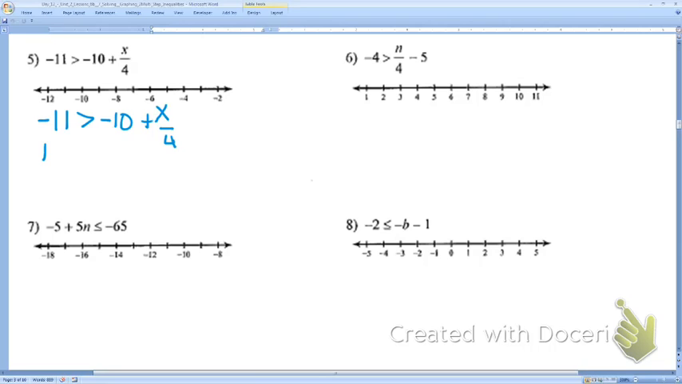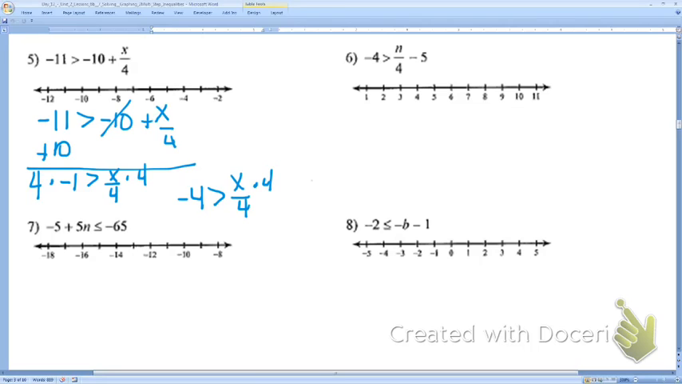Need to combine like terms, so I need to bring the 10 over as a plus 10. That cancels out. Becomes a negative 1 is greater than x over 4. I need to multiply by 4 to both sides. So you have negative 4, the greater sign, x over 4. My 4 is underneath my variable, so I need to multiply, under, up, and multiply. Kind of rhymes to help you remember what you're supposed to do. 4 times negative 4 is negative 16.